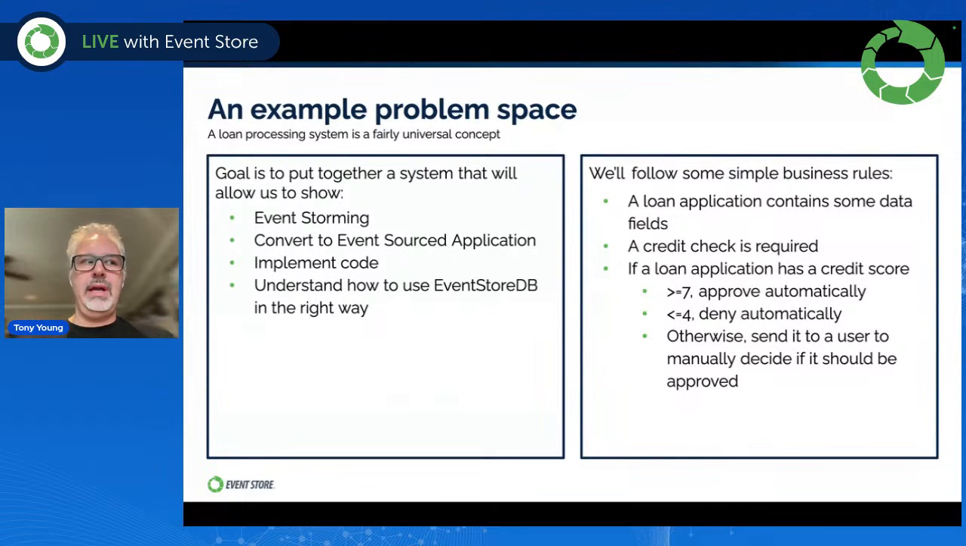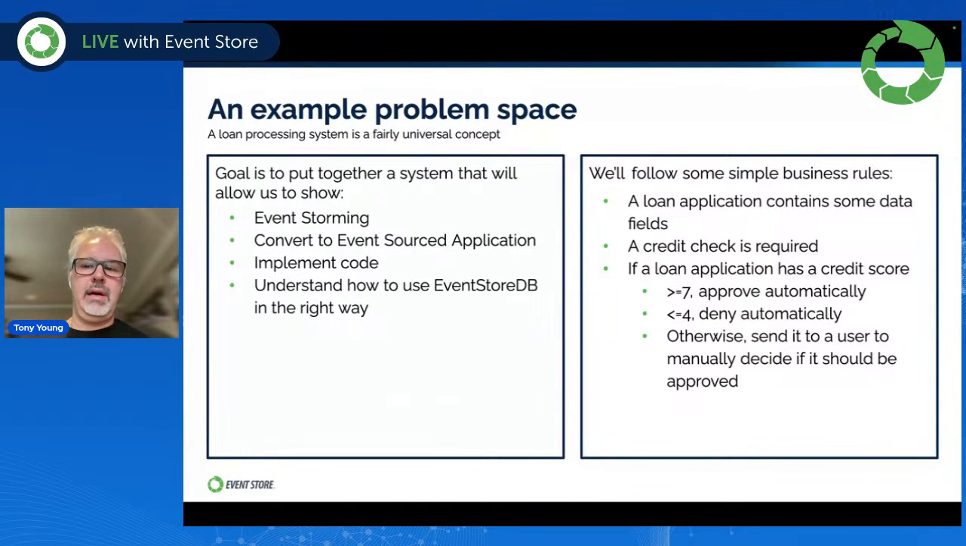As I said before, it is generally very complicated with a big bank, but we're going to boil it down into some very simple business rules that I have listed here on the slide. So for our example, we're going to assume that our loan application is going to contain some data fields submitted by the requester. We'll get into what the specifics of those fields are as we work through our example here. There will be a credit check that's required. So we'll simulate actually calling out to an external system, getting back a credit score.